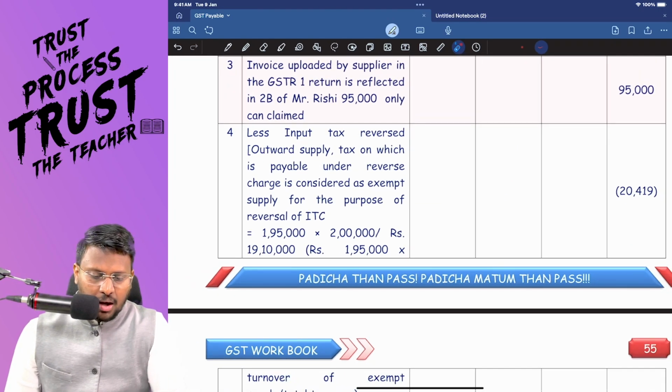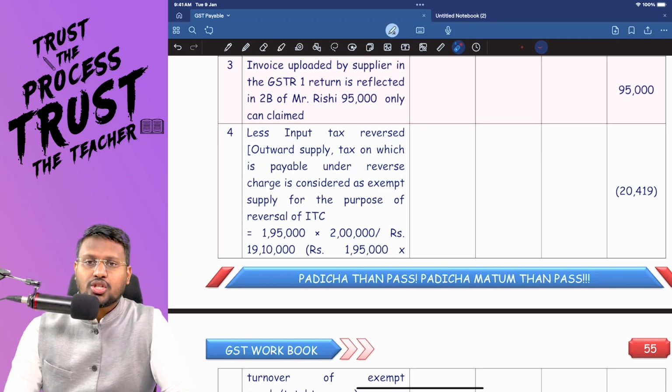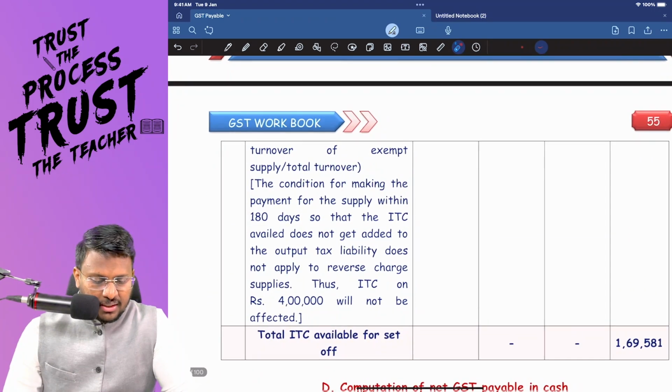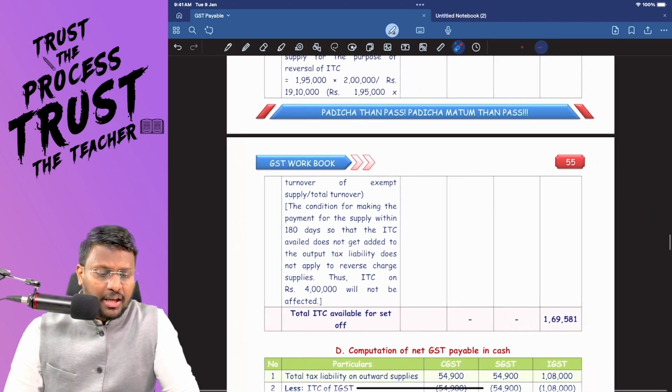ITC reversal: outward supply, tax on which is payable under what charge? Reverse charge is considered as exempt supply for the purpose of reversal of ITC. Sir, the condition for making the payment for supply within how many days? 180 days, so that ITC availed does not get added to the tax liability. It does not apply to reverse charge supply. Thus, ITC on 4 lakh will not be affected.